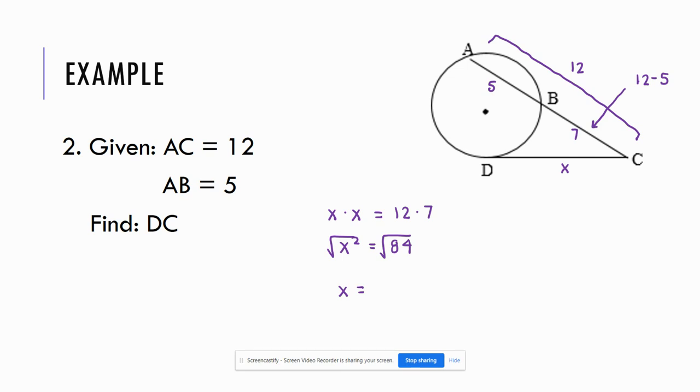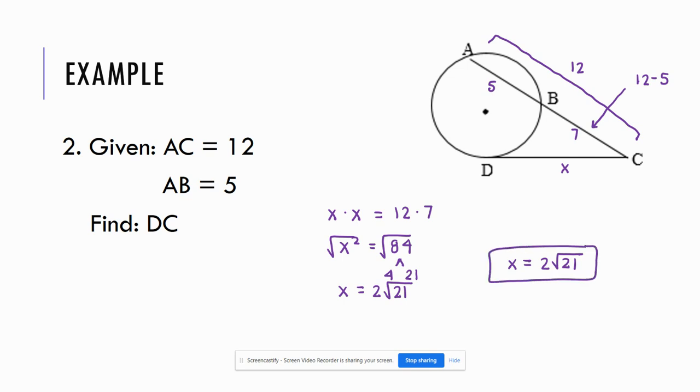The square root of 84 is not a perfect square. However, we can break it up and get a perfect square. Notice that this is really 4 times 21. 4 is a perfect square. The square root of 4 is 2. 21, while it can be broken up into 7 and 3, you are not going to be able to get any more perfect squares out of it. So 21 is going to stay underneath the square root. So x equals 2 root 21. That is what I want my answer to be, because that's representing DC.